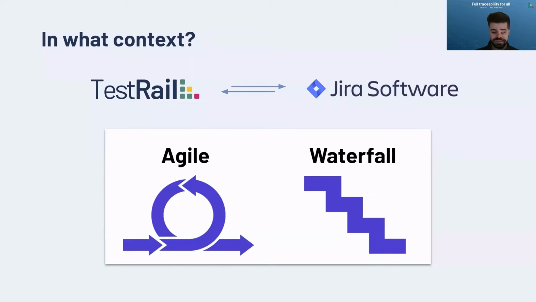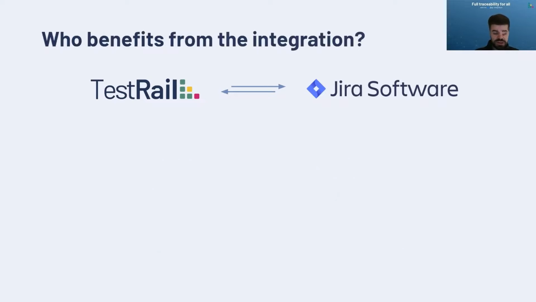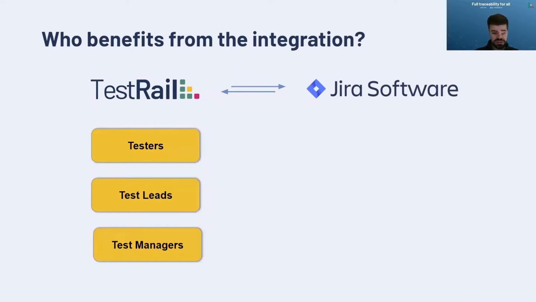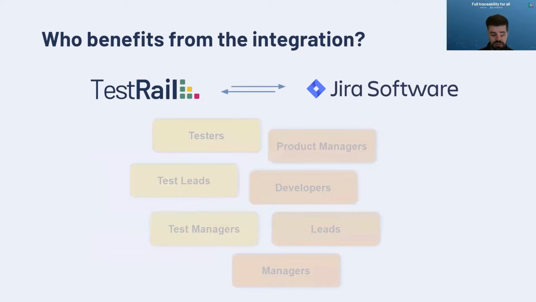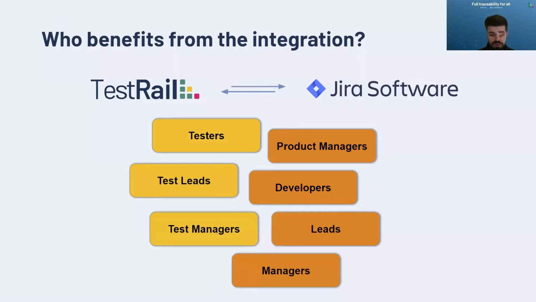And who benefits from the integration? Classically, on the TestRail side, you'll see testers, test leads, test managers. While on the Jira software side, you'll see product managers, developers, leads. But it doesn't matter whether you're in this more classical model or if you're in a more agile model where everyone works everywhere and everyone does a little bit of everything.